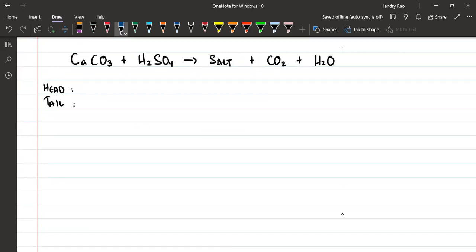So watch the color coding here. I have calcium 2 plus, CO3, which is 2 negative. And then I have 2 hydrogen, which I need to balance out, and SO4, the sulfate, which is 2 negative. So I need to get a salt. What do I do?